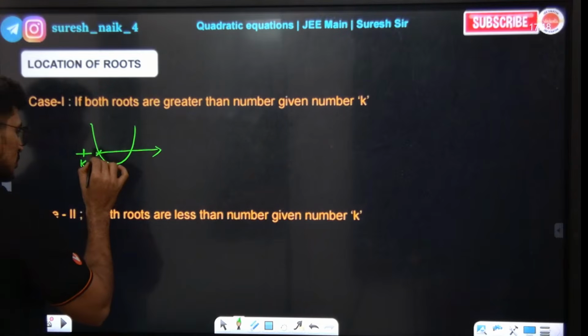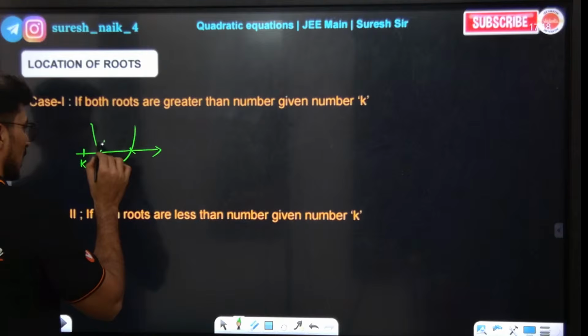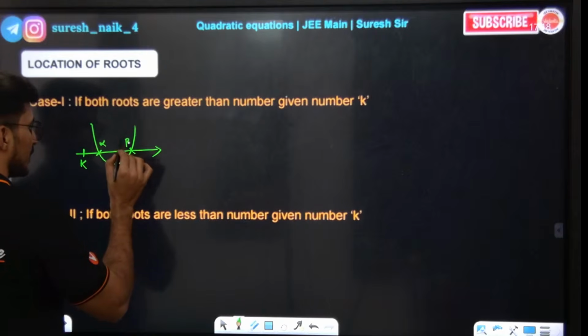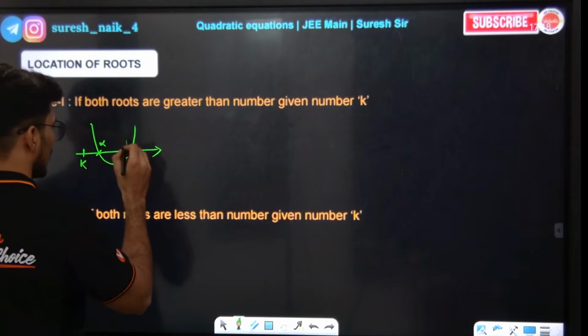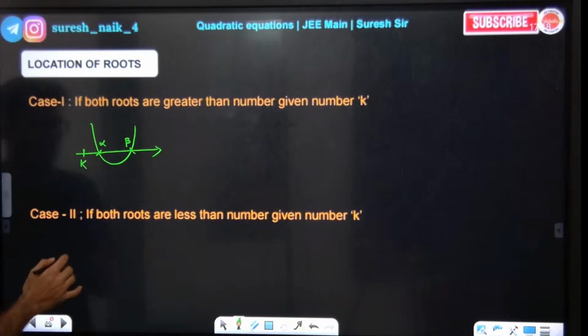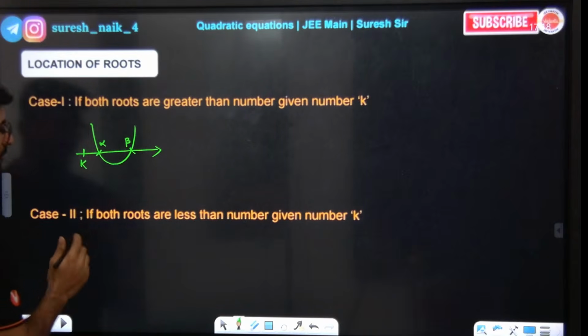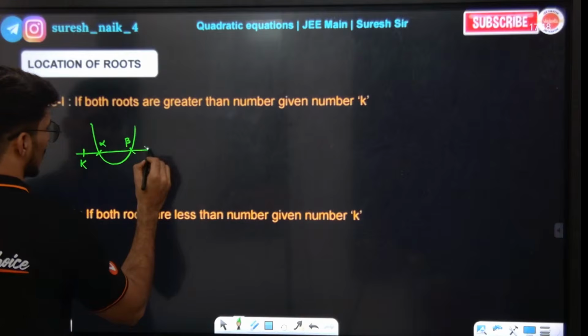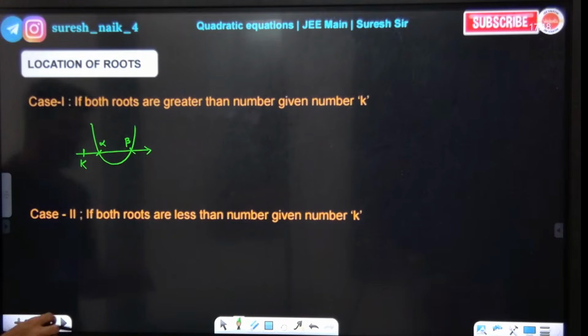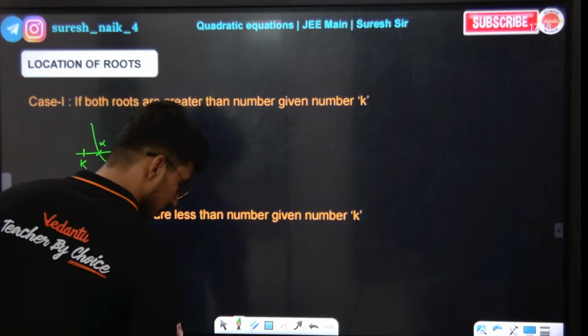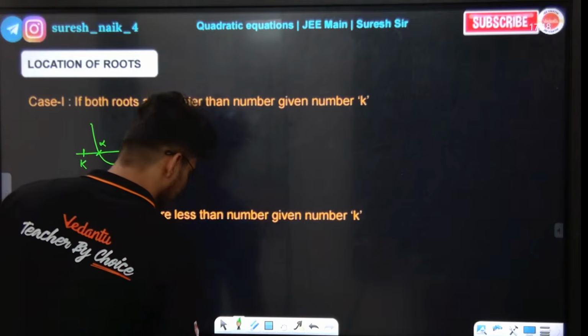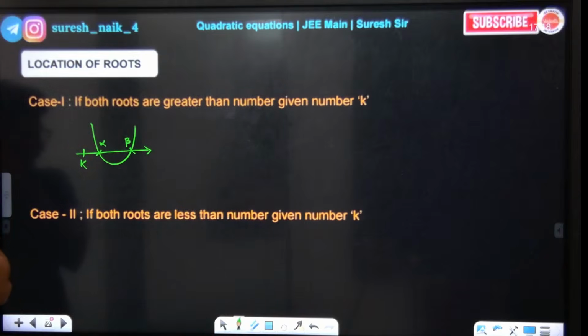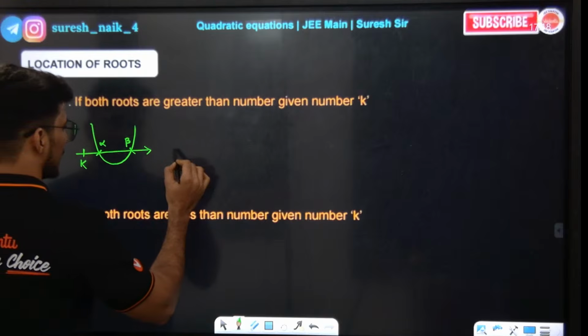If both the roots, this is alpha, this is beta, are greater than the value of k, correct or not? Alpha and beta are both values greater than k. Then the diagram can even be like this, a downward parabola also.